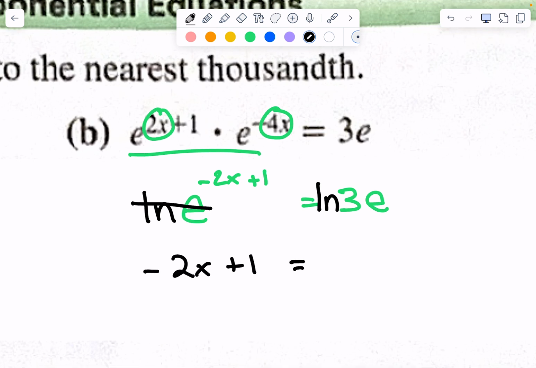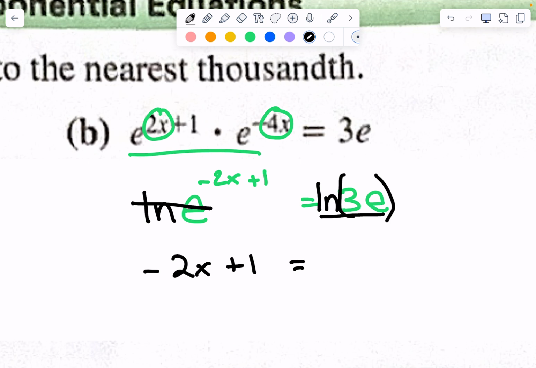True? Equals, what's ln of 3e if you type that into your calculator? Ln of 3e, you need to put them in parentheses. So it would be like that. E button? Right next to the ln. It's e to the exponent? Yes. But then what do I put in for the exponent? 1. Times 3? I got like 2.0986.